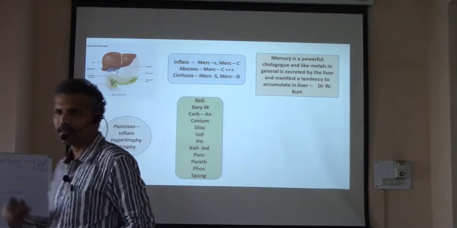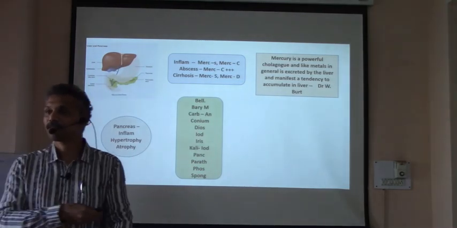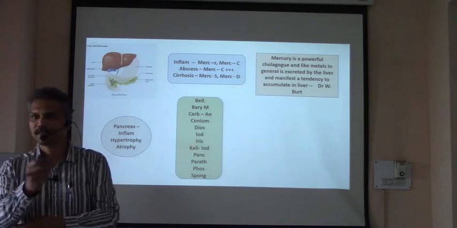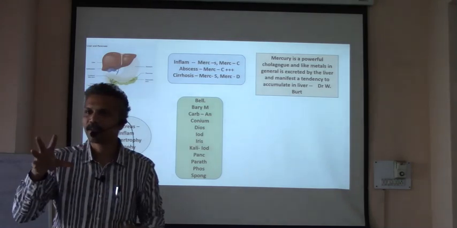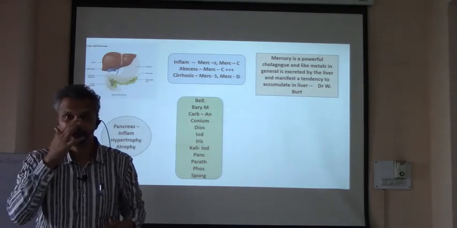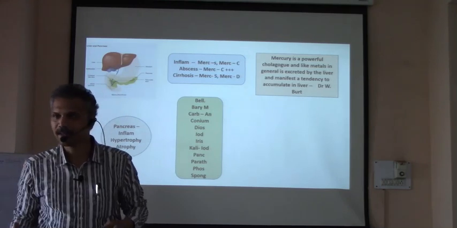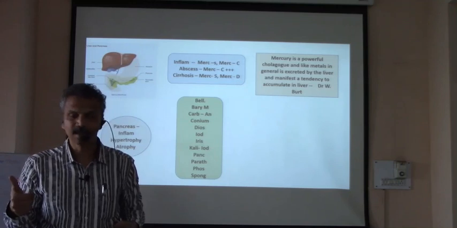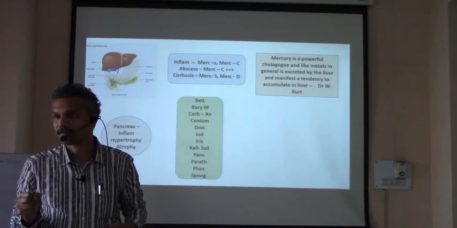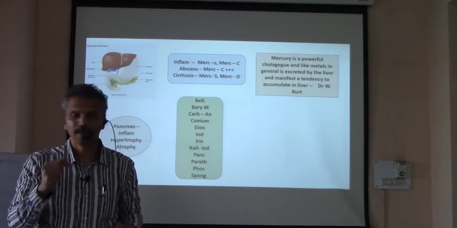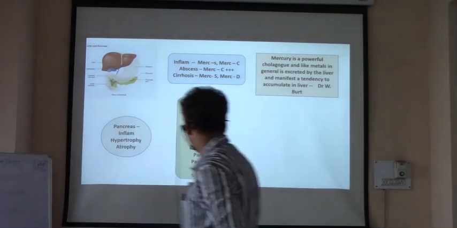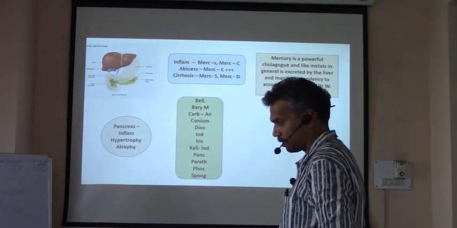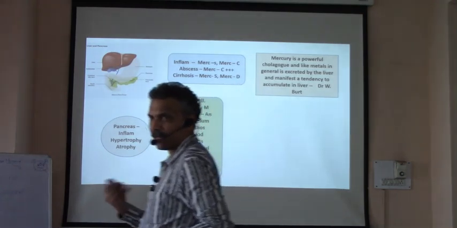Can somebody quickly give me the indications of phosphorus? Phosphorus, remember, whenever you have fatty degeneration of either heart, either liver, or either pancreas, fatty degeneration of pancreas, atrophy of pancreas. Yeah? Atrophy of pancreas. You also have spongia, a very good remedy for the glands.